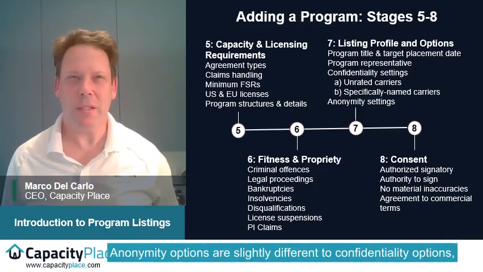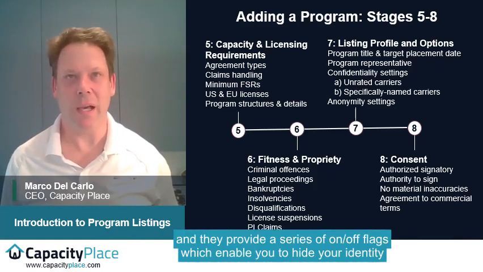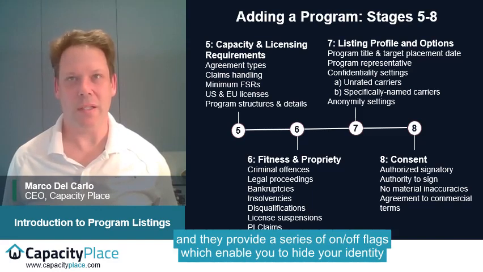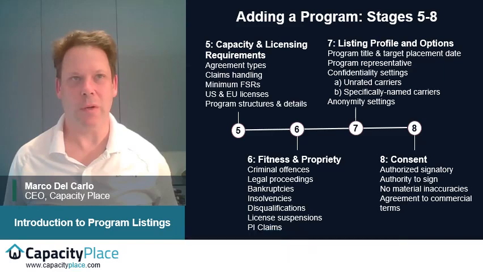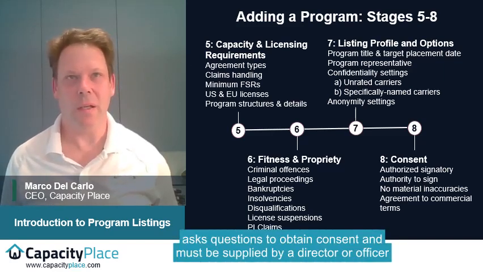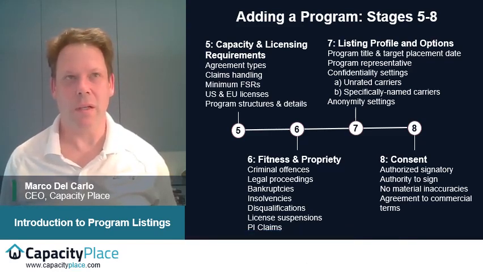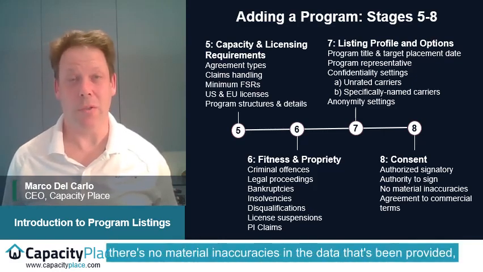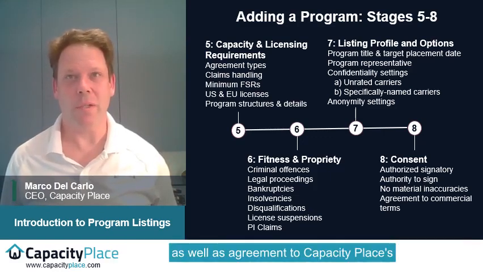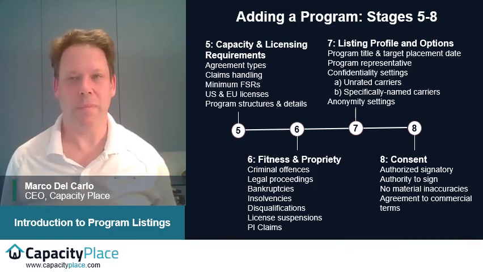Anonymity options are slightly different to confidentiality options, and they provide a series of on-off flags which enable you to hide your identity until a capacity provider contacts you and expresses interest in your program. Stage 8 asks questions to obtain consent and must be supplied by a director or officer of the capacity seeker. Consent is required with regards to the data accuracy, so to ensure there's no material inaccuracies in the data that's been provided, as well as agreement to Capacity Place's commercial terms.